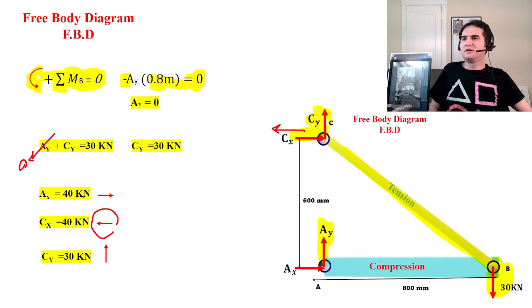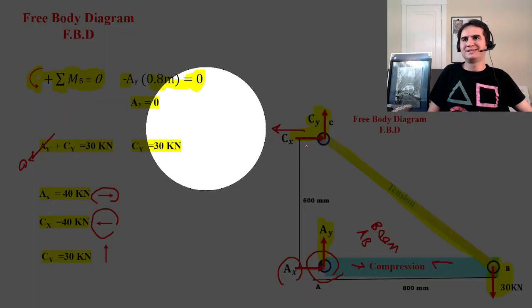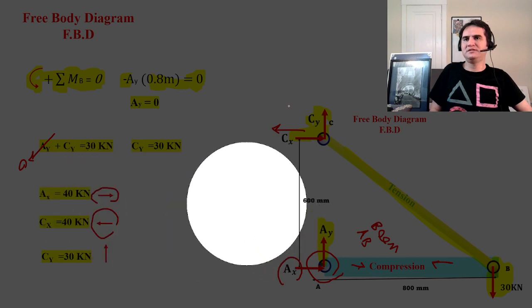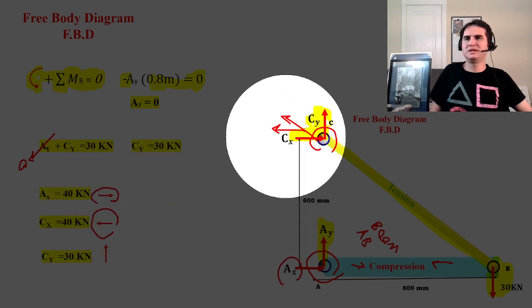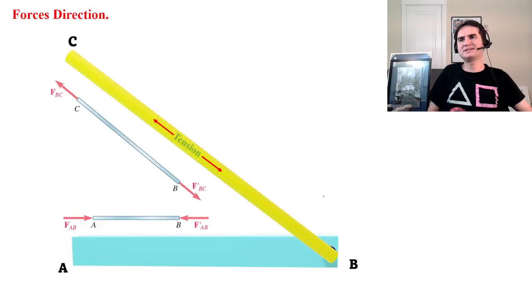So if, for example, Ax is in the positive x direction, it pushes the pin at A. The same story happens to the member, so boom AB is in compression. Likewise, Cx, which is in the negative x direction, pulls the pin. It should do the same to the member as well, so rod BC is in tension.